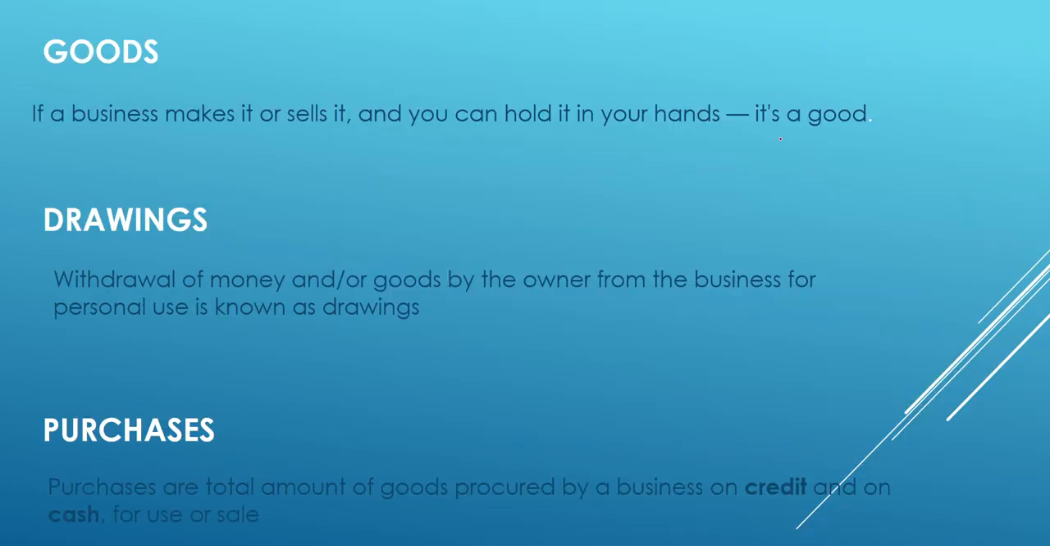The next term we'll see is what are goods. Whatever a business makes and sells is called goods. It's as simple as that. Supposing I run a boutique business, I design clothing, whatever I stitch and I sell is my goods.